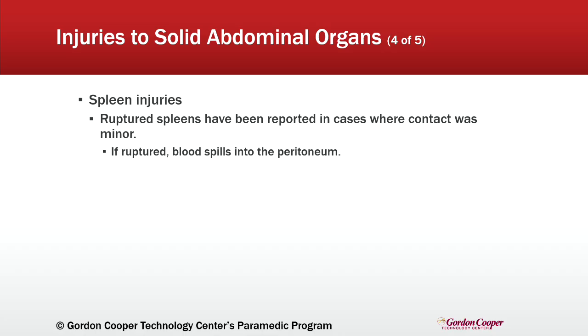The spleen can be injured by falls and motor vehicle crashes, as well as by less obvious trauma like sports injuries. Ruptures have been reported from minor contact, especially if the spleen is enlarged from an underlying disease, something along the lines of mononucleosis. If the spleen ruptures, it can bleed profusely, causing blood to spill into the peritoneum, which can lead to shock and death.